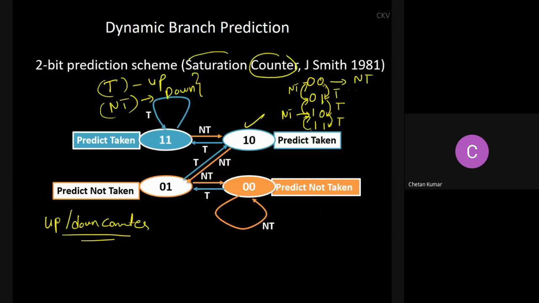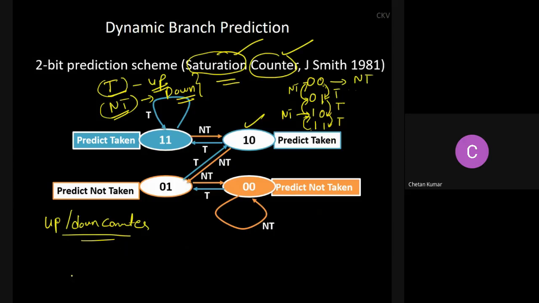Now tell me, why do I call it a saturation counter? The counter you understood: it is counting up or down based on whether the outcomes are T or NT. It's like an up-down counter. You keep on counting up whenever the outcome is taken and counting down whenever the outcome is not taken. It's called a saturation counter because your count stops at 11 or 00.